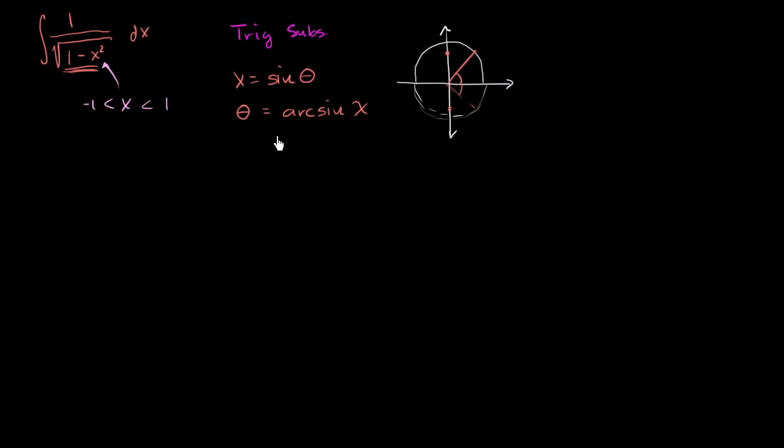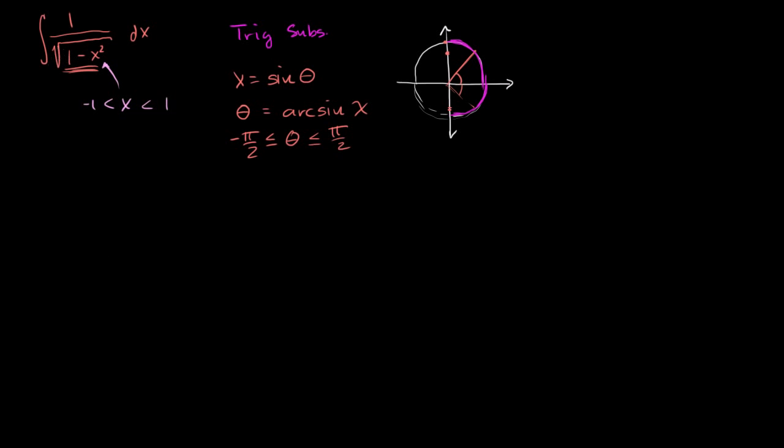So this right over here constrains theta to be less than or equal to pi over 2, and greater than or equal to negative pi over 2. This is the way the arc sine function is typically defined. It will return a value between negative pi over 2 and pi over 2. Or another way of saying that, in this range right over here on the unit circle. And this will be important later on when we try to simplify this expression.